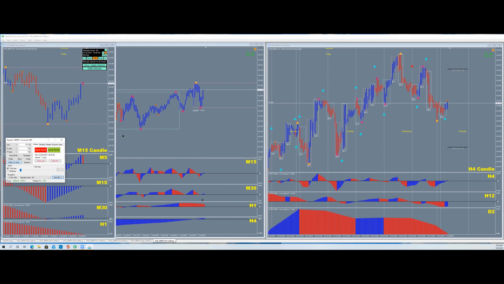Okay. Now what we have here, we have the 4 hour saying he wants to go long on the 5 minute. The 30 minute is in sync with the 15 and along with the 5, as you can see on the 1 minute, but the 1 hour is not quite ready yet.